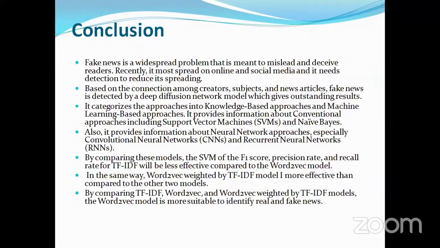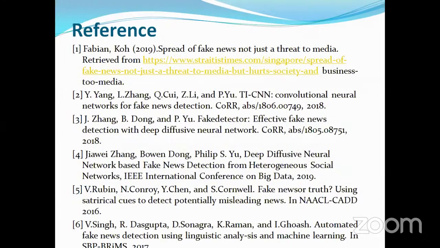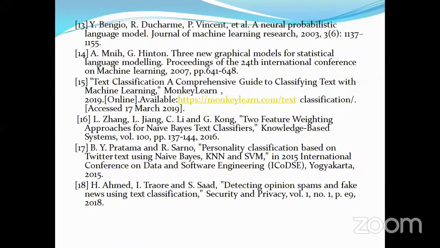Our last one is the conclusion from all the methods. The deep diffusion network model has an outstanding result. In text classification, term frequency gives a text classification model, and from the text classification models, word2vec is the algorithm that gives a better result. Okay, thank you. And these are the references taken.